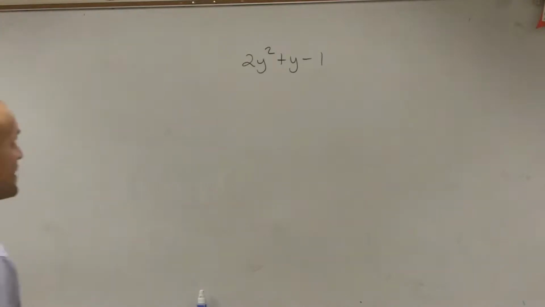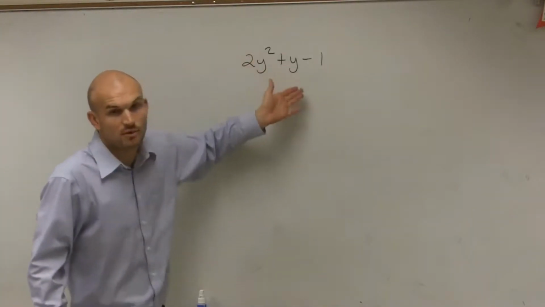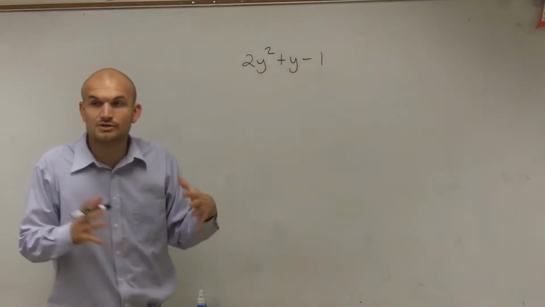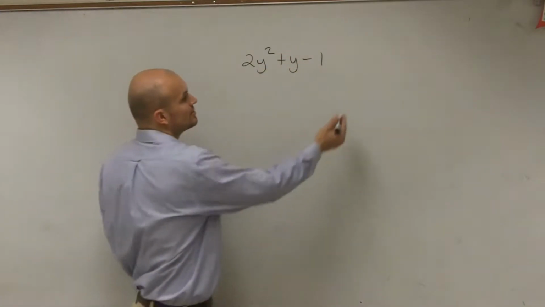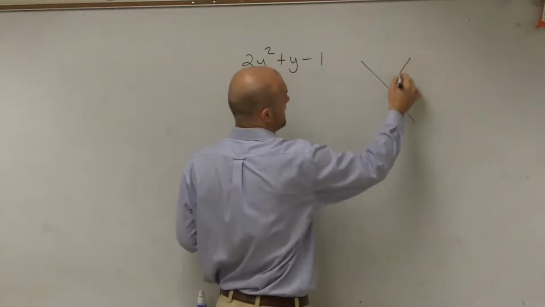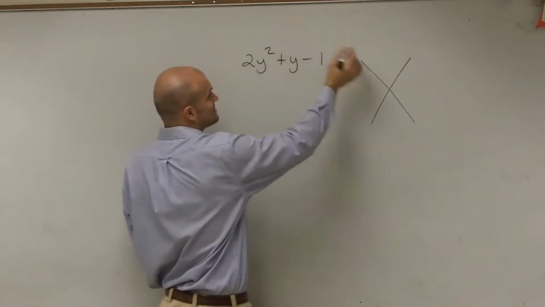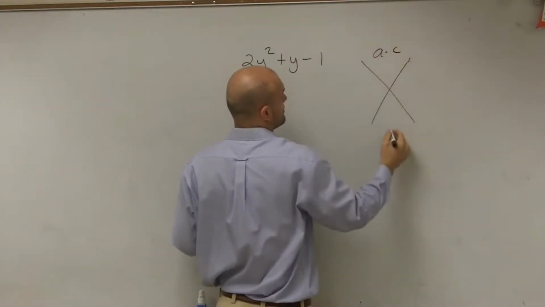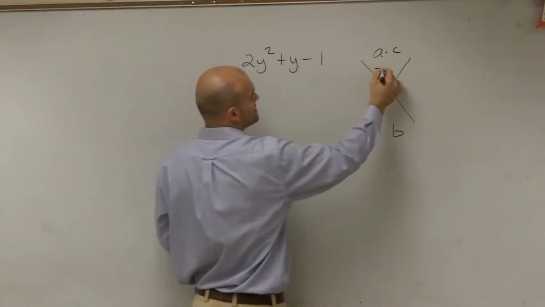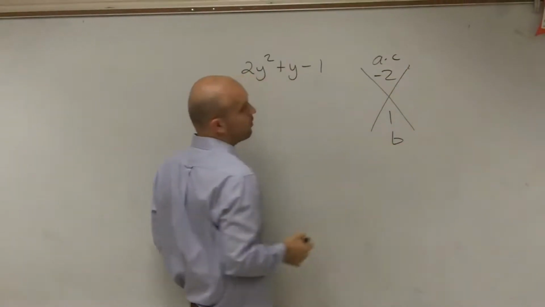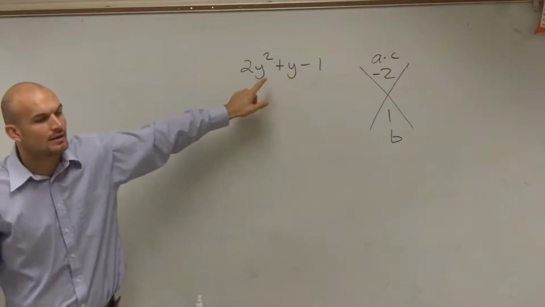So what I'd like to do for this problem is, again, we have 2y squared plus y minus 1. And what we want to do is factor this. To help us with the factoring method, I'm going to do a times c, and then put b on the bottom. A times c is negative 2, and my b is 1, because the coefficient on my y is just going to be 1.